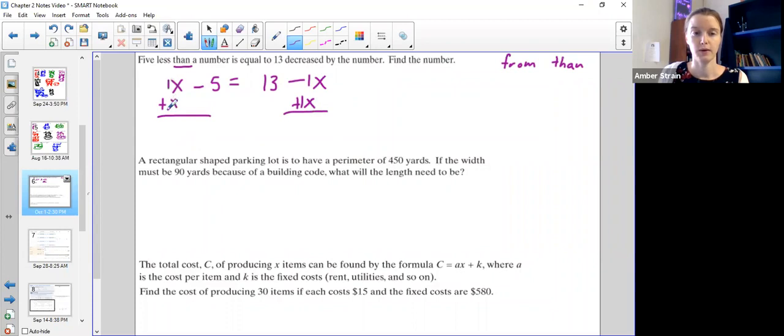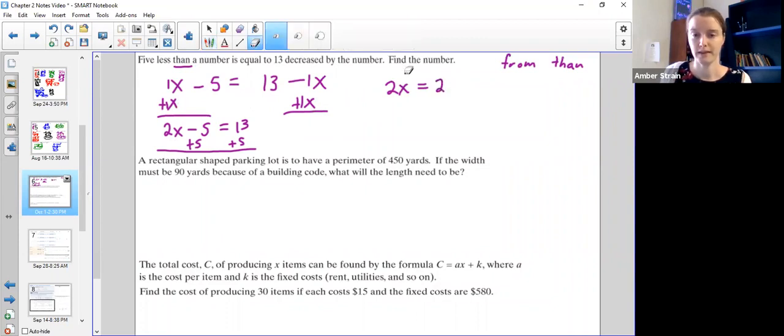Okay, this one is really a 1 plus 1 is 2 x's. Careful, not x squared, we're not multiplying. And then we can add the 5 over. I'm going to have to take it to the next line. That would leave me the 2x all by himself equal to 5 plus 13 is 20.